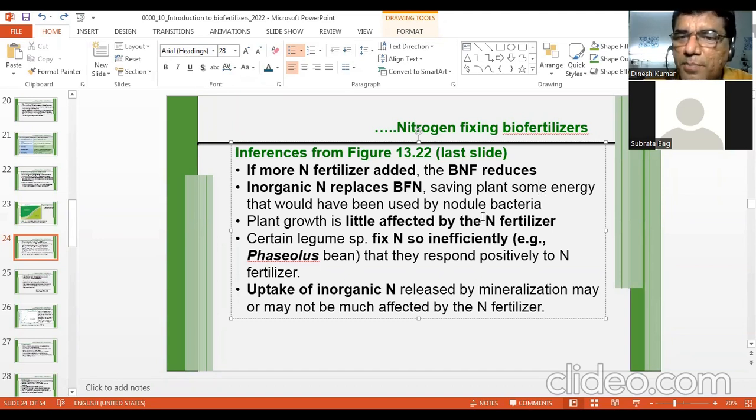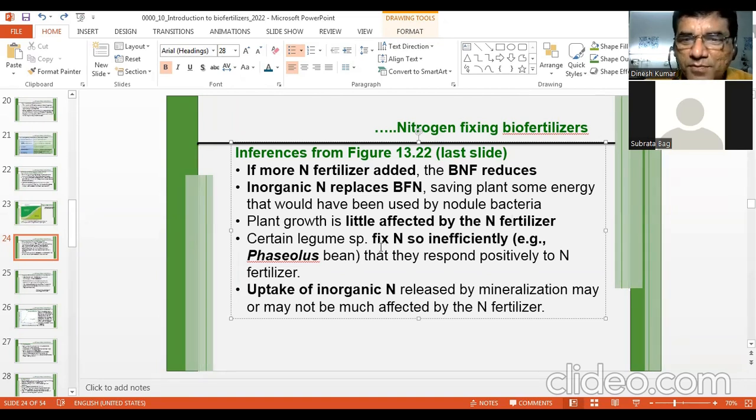Plant growth is little affected by the N fertilizer. It means if you have a good quantity of nitrogen, you are not having BNF, but plant growth will not be affected if it is getting nitrogen from the soil. Rather, there are reports that some people are talking of nitrogen feeding to the legumes. Let us give a full dose of nitrogen to the legume as per requirement, and then not allow it to fix nitrogen, so that we get more yield because it will not waste its energy on the rhizobia. But that is just a fantasy, may not be true.